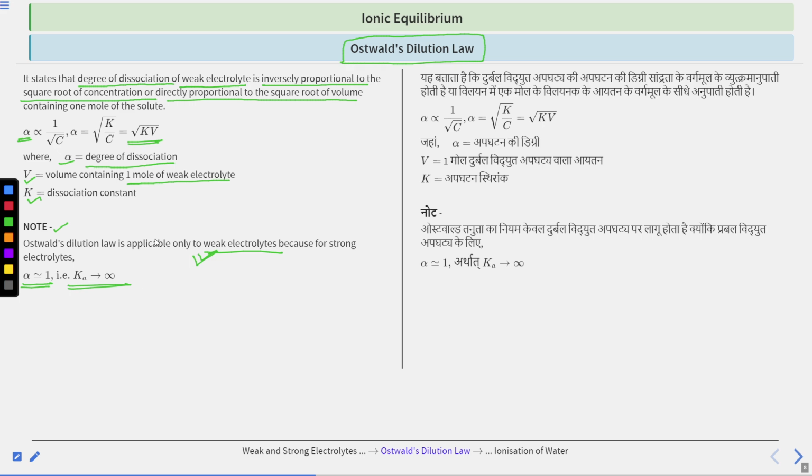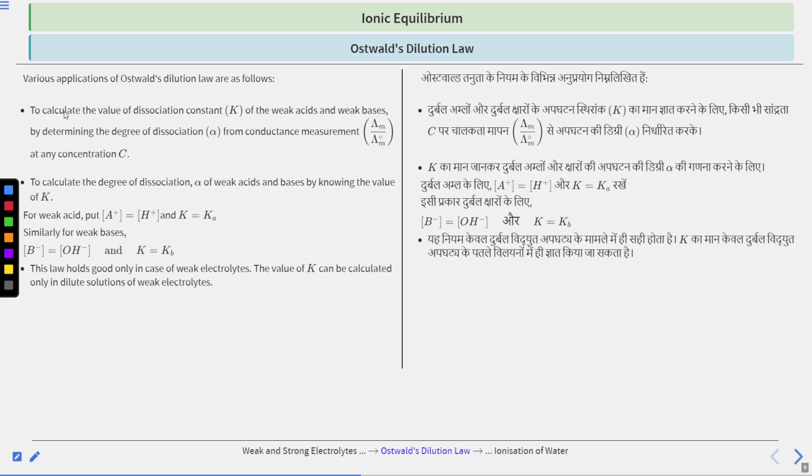Okay, this is a point to remember. Let's see the various applications of Ostwald dilution law. First one, to calculate the value of dissociation constant, of course, of weak acids and weak bases by determining the degree of dissociation alpha from conductance measurement, Λm by Λ∞m, at any concentration C. So we can use the Ostwald dilution law to calculate the value of dissociation constant from the degree of dissociation, from the conductance measurement at any concentration C of the solution.